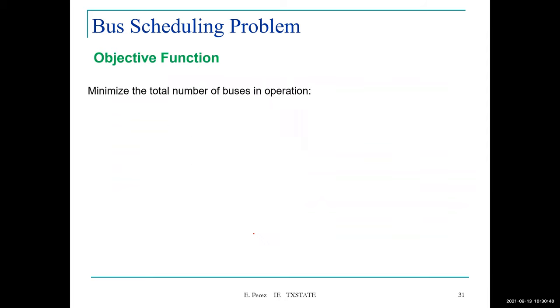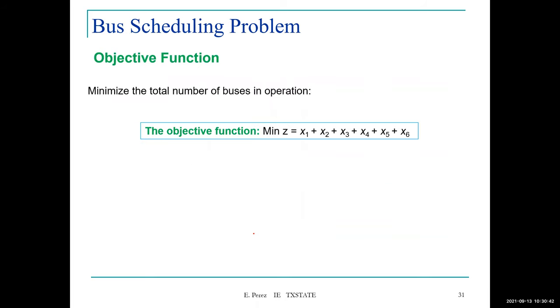So now we want to minimize the total number of buses in operation. So we want to minimize the summation of the number of buses that we start at each shift. So we have the summation of X1 plus X2 plus X3 plus X4 and so on. Minimizing the number of buses will give you the minimum number of buses that you need to meet the required demand.